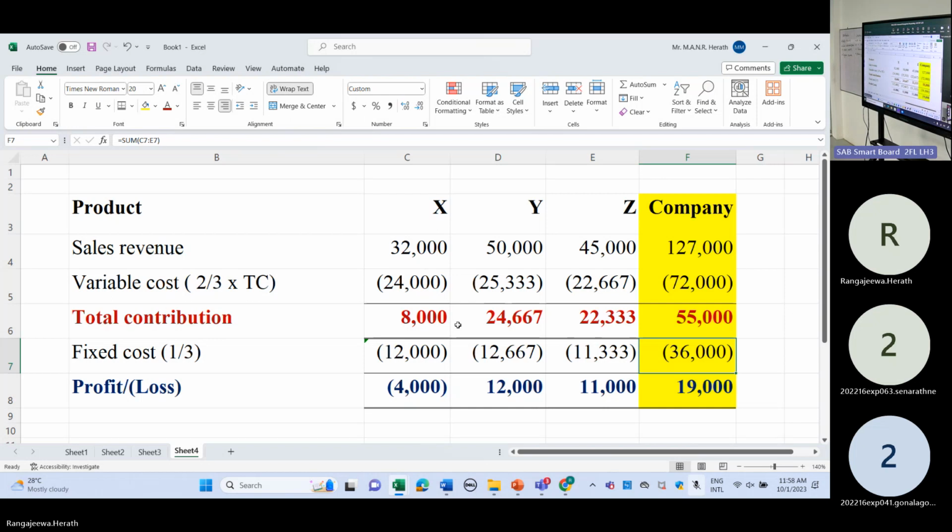So they don't have any profit from it. But they earn profit from other products.